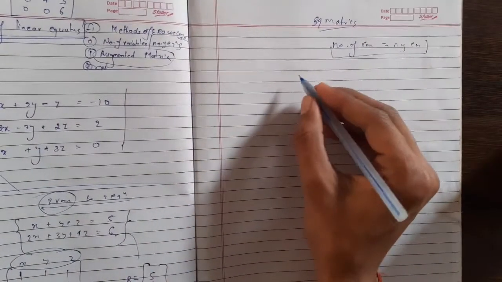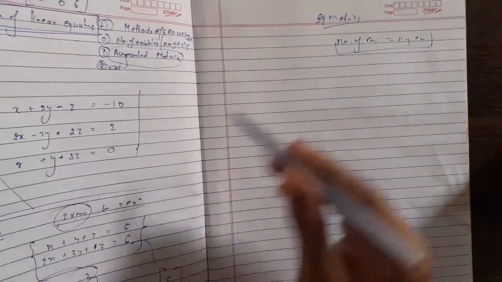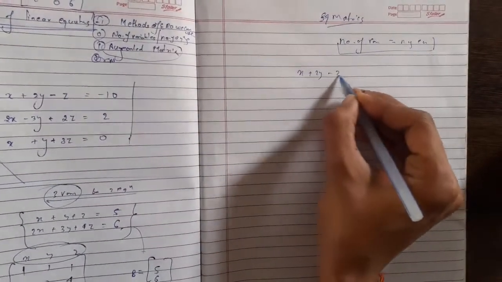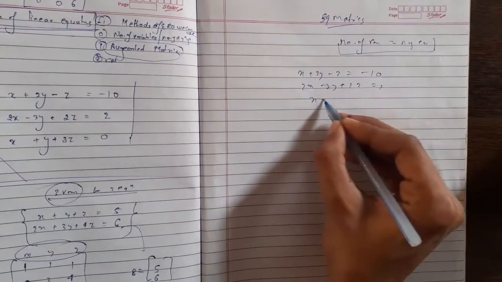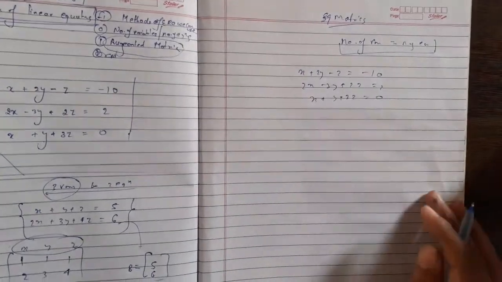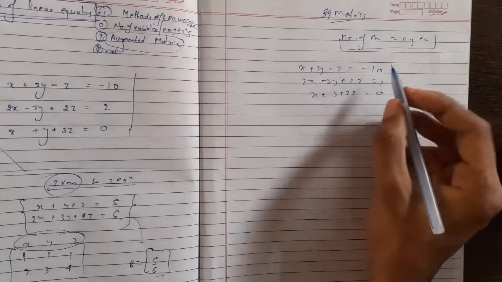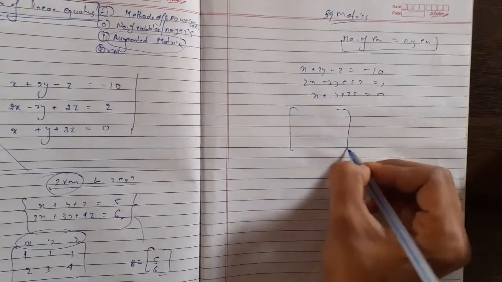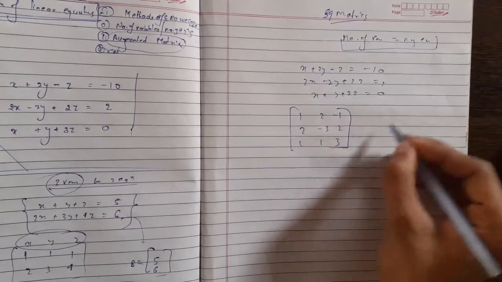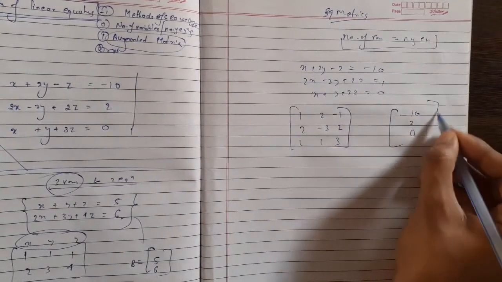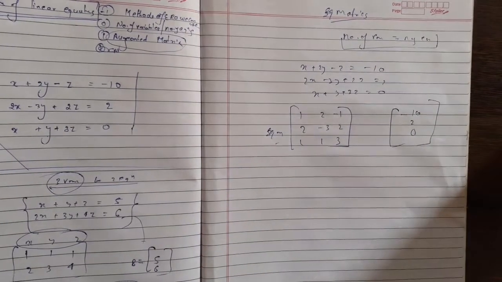Okay, let's see by example. For example, this is the equation: x plus 2y minus z equals minus 10, 2x minus 3y plus 2z equals 2, x plus y plus 3z equals 0. So we can represent it in matrix form: 1 2 minus 1, 2 minus 3 2, 1 1 3, and the right side is minus 10, 2, 0. This is a square matrix, because the number of equations equals the number of variables.